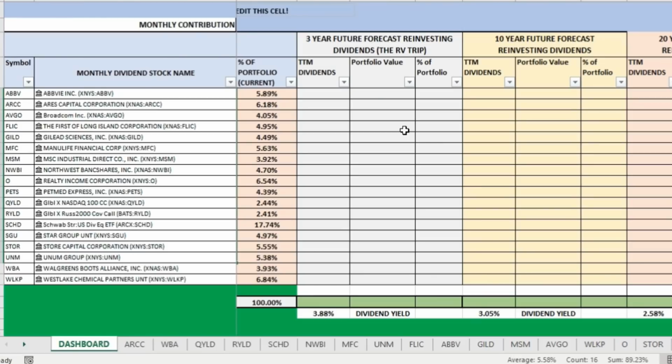Here are the 3 specific time frames we're going to look at. We've got 20 years into the future, reinvesting dividends in all scenarios. We've got a 10-year future forecast, reinvesting dividends. And then we have a 3-year future forecast, reinvesting dividends. And in parentheses here, it says the RV trip.